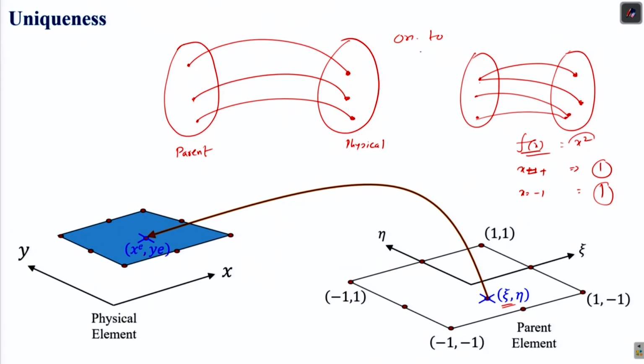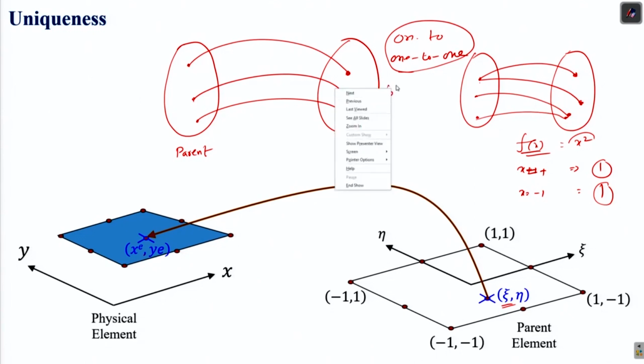So in addition to that, another property it should have is one to one. It means that if we take one point in the parent element, we should have only one point in the physical element. We cannot have multiple images of the same point in the physical element. A map which is onto and one to one is called a bijective map. This is very important. Otherwise, this transformation will not be unique, because we will see that we need to invert this transformation as well.